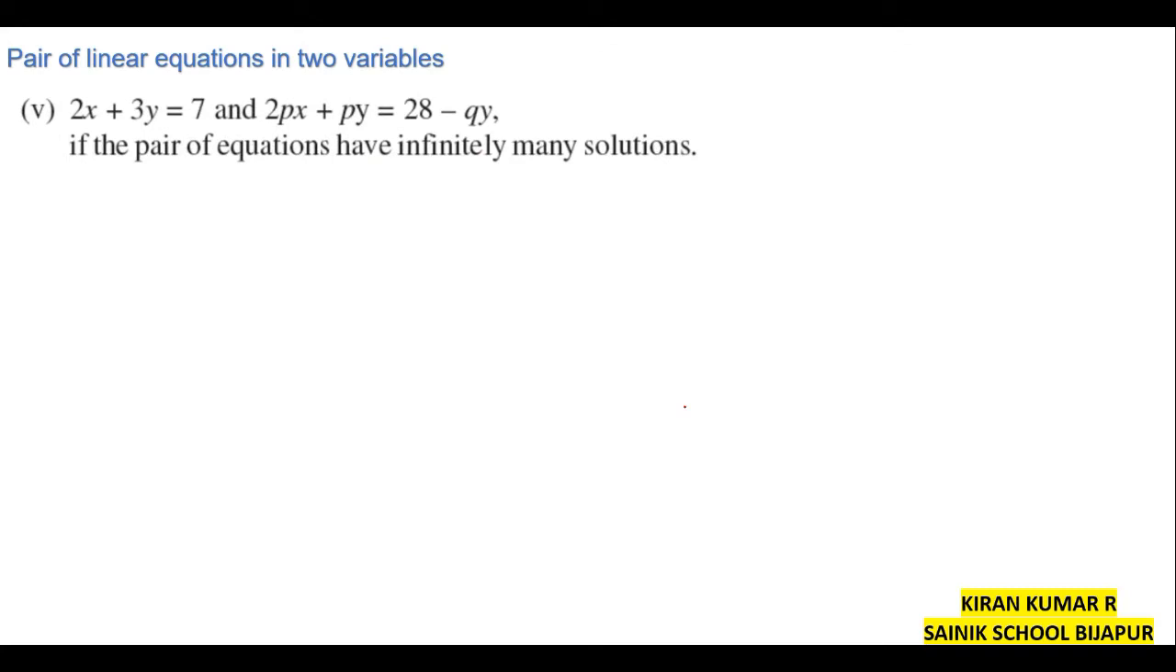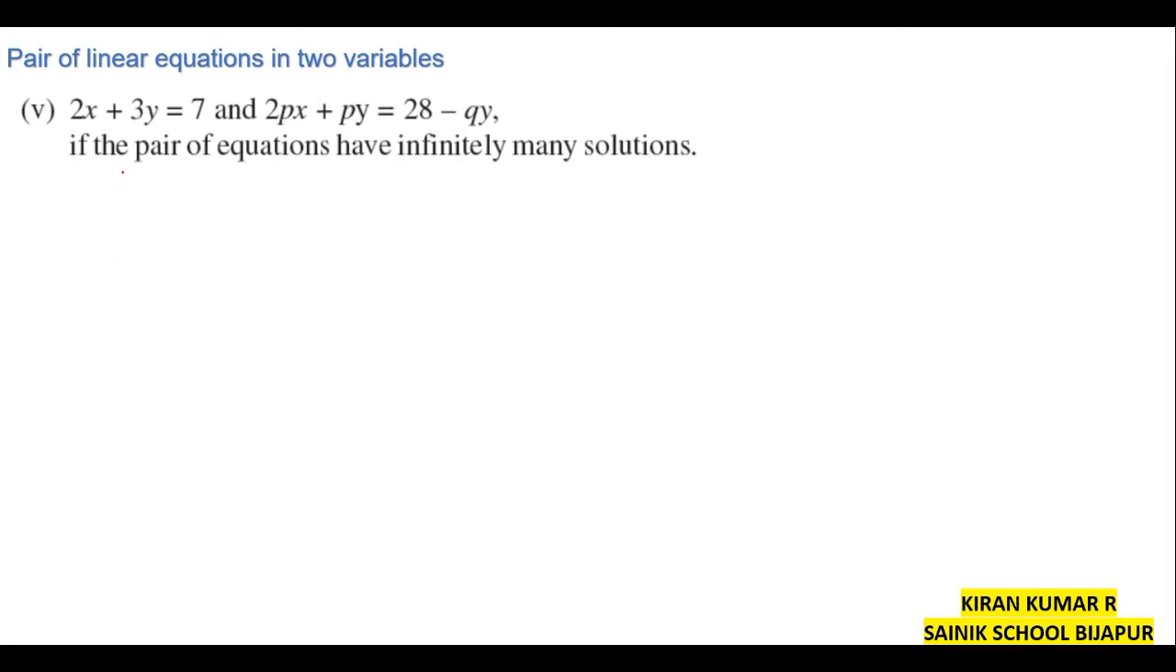This fifth question is slightly different. We need to find the value of both p and q. A very important thing you should note is the second equation is having the y term present on both left hand side and right hand side. You have to bring that to one particular side and make it a proper equation. Then you can use the condition for infinitely many solutions.